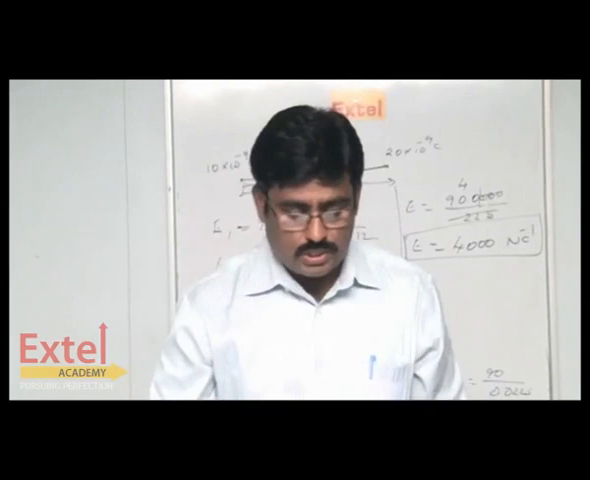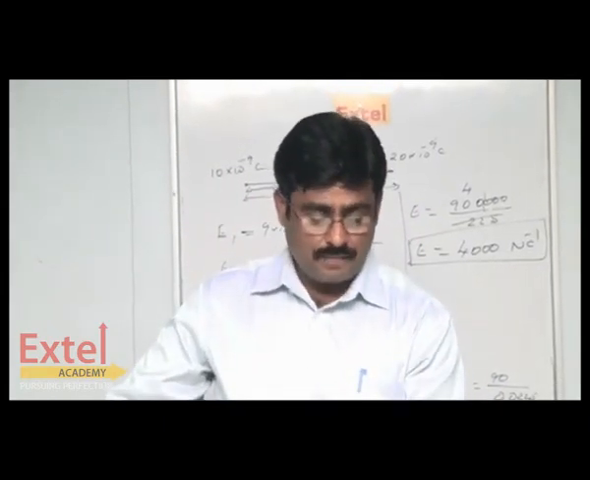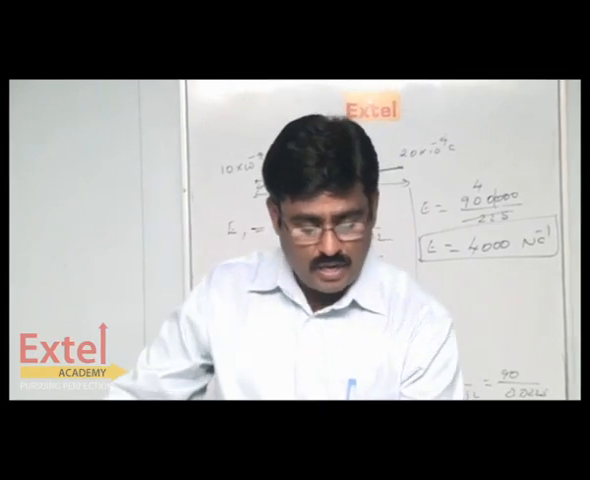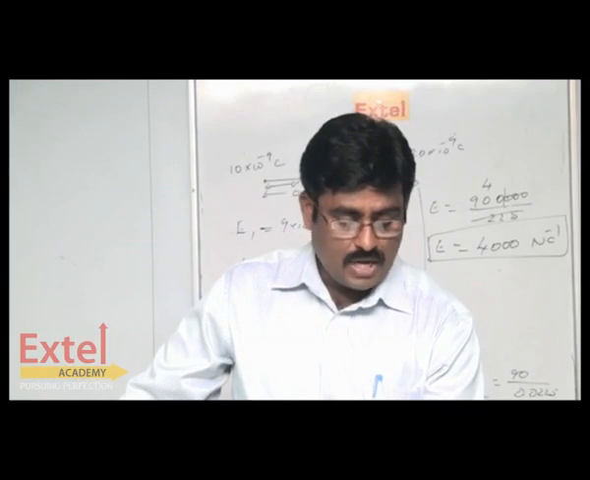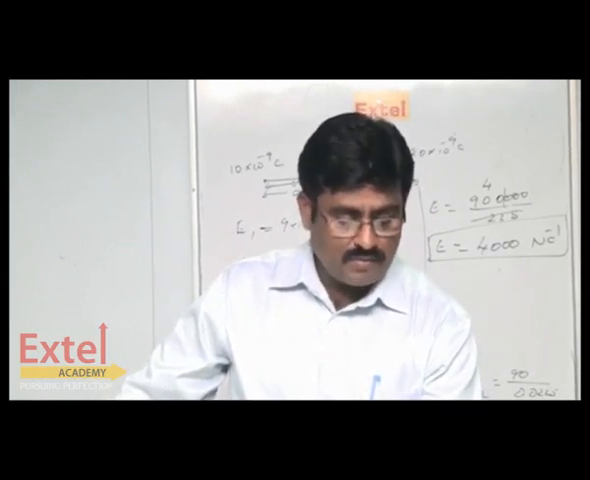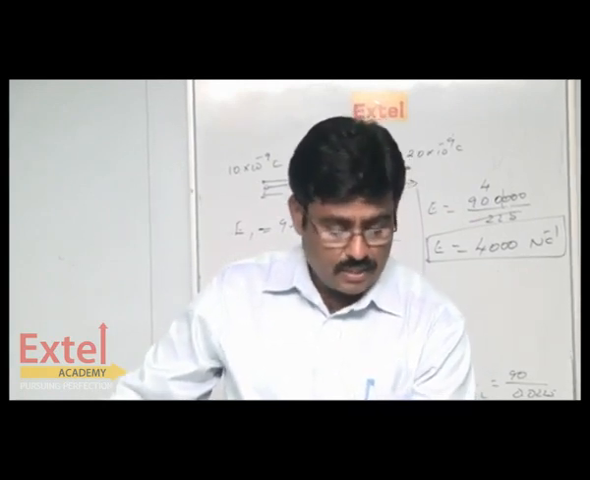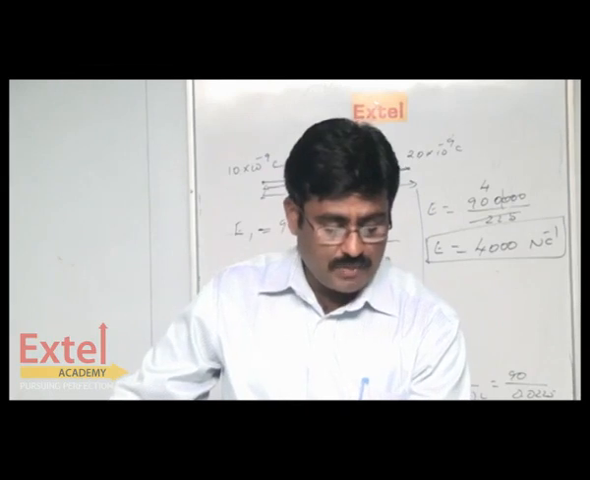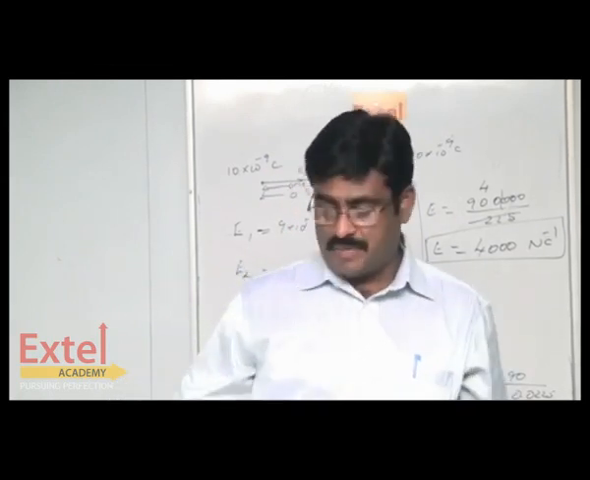The two charged spheres repel each other with a force of 2 into 10 to the minus 3 Newton. The charge on one sphere is twice the charge of the other. When one of the charges is moved 10 centimeter away from the other, the force is 5 into 10 to the minus 4 Newton. Calculate the charges and the initial distance between them.